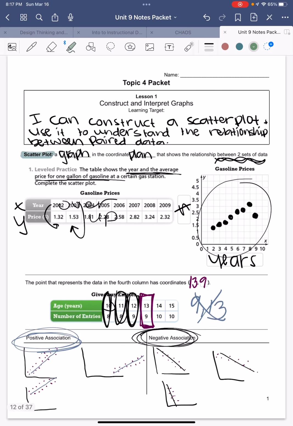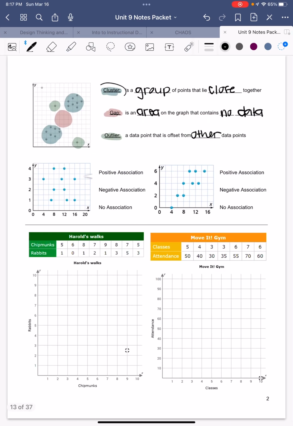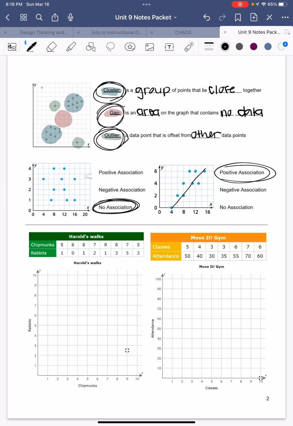So really, our new words are positive association, negative association, cluster, gap, and outlier. And that's what our questions are going to be about. So this first one, we've got all these dots. A positive association would mean it's going up. A negative association would mean they're going down. And on this graph specifically, they're all over the place. They're pretty random. So this is going to be no association. It's not positive, it's not negative. Where this one, it's clearly going upwards. So this would be a positive association.